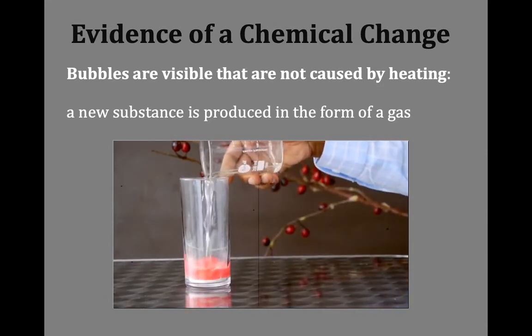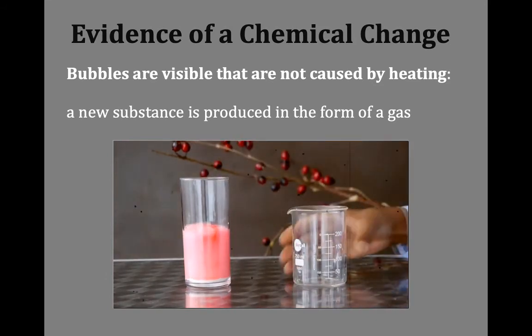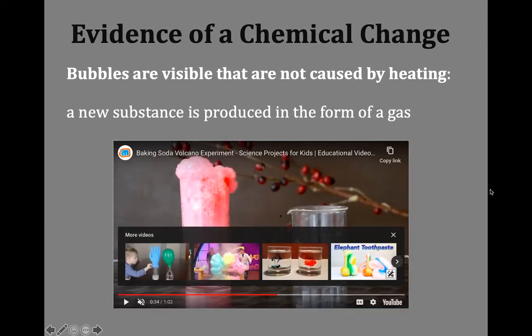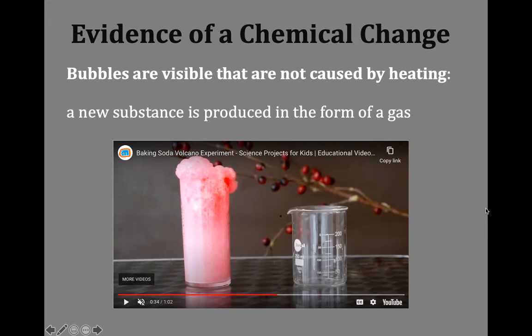If you mix those two substances together, you'll notice that there's a lot of bubbles being formed, and that's what's pushing up over there. Those bubbles are the presence of a gas. In this particular case, the gas is carbon dioxide. But anytime there's a gas produced, you'll see bubbles, and that's an indication that a new substance has been formed.